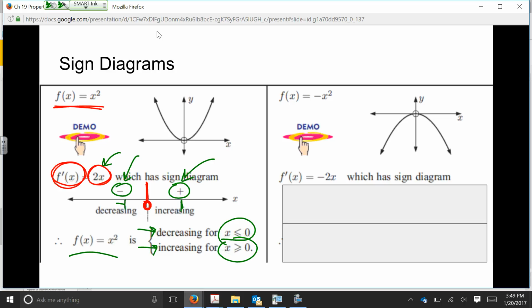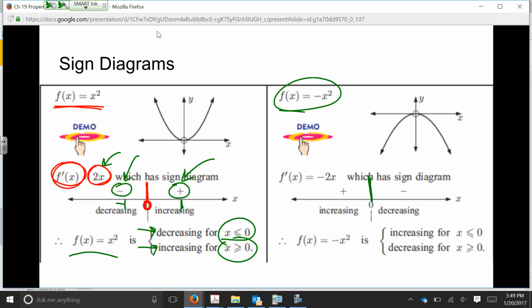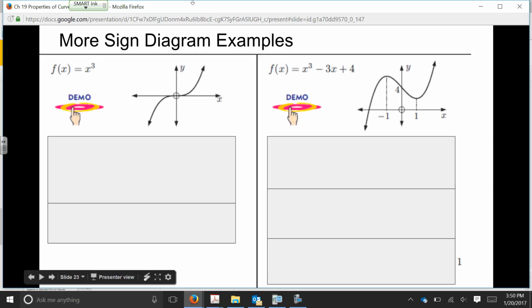The same could be said for the next function when we have f of x equals -x squared. It's going to be the same point on that sign diagram, meaning we have 0. But when you plug in points, you end up getting a positive and then a negative. So we say the opposite there. We say it's increasing when x is less than or equal to 0, or decreasing when x is greater than or equal to 0. If I'm going too fast, feel free to stop and rewind and watch again, because I'm about to get into some slightly more challenging examples.